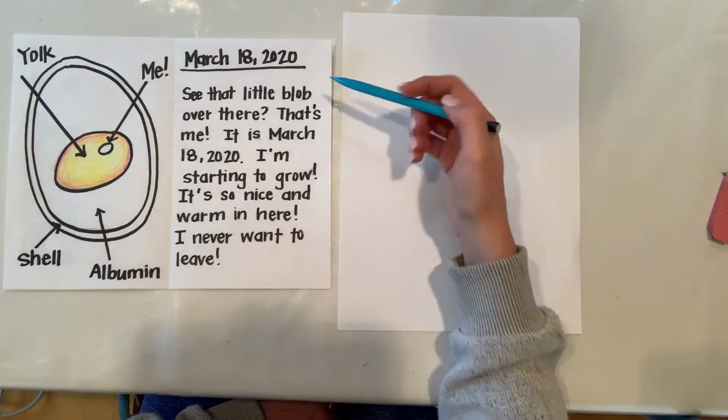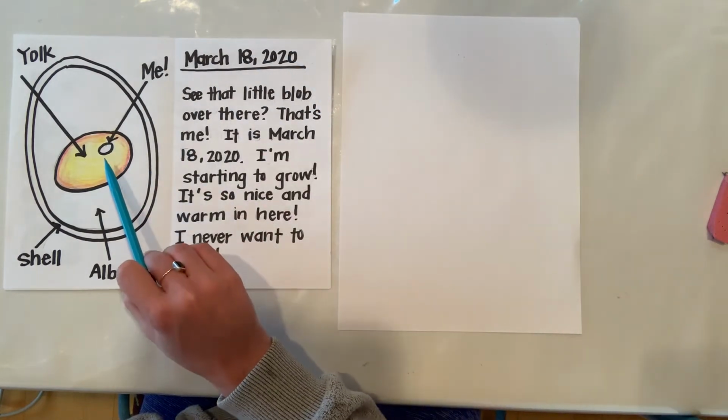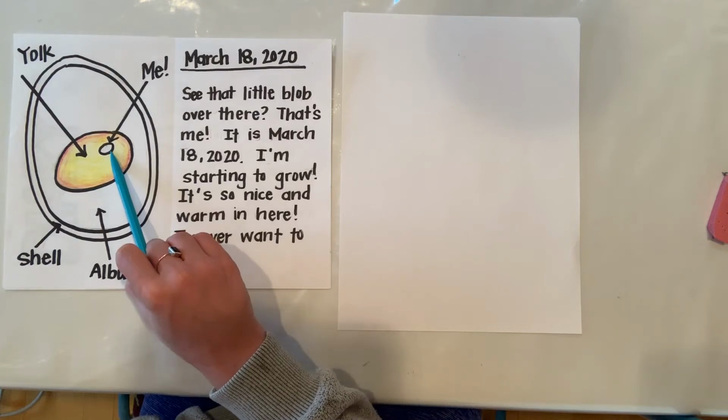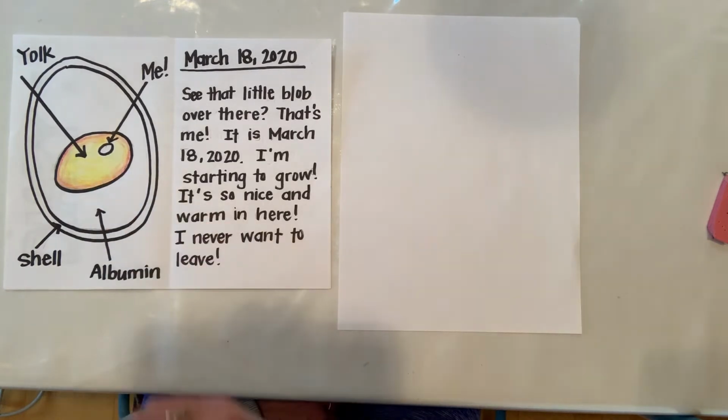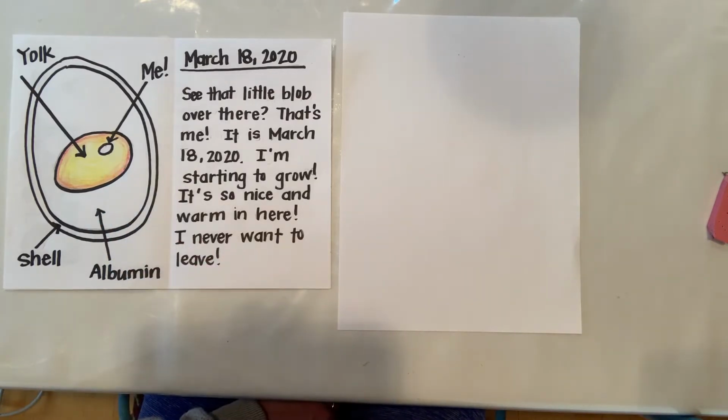So instead of "see that little blob over there," you could say, that little dot right there, that's called an embryo. And I am the embryo and I'm going to be growing and becoming a baby chick. Come watch my journey, or come watch me grow.